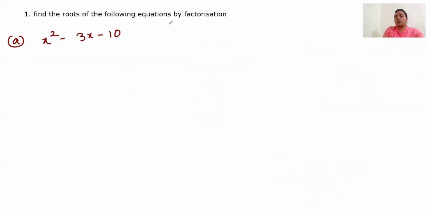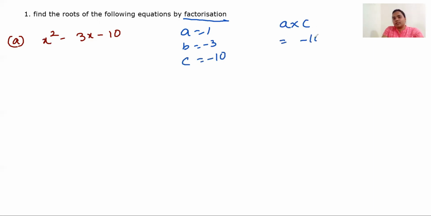So find the roots of the following equation by factorization. It's already written by factorization. If it is not written, you can choose any method, but if it is written, we have to do factorization. In this, our A is 1 and B is minus 3, C is minus 10. So the product of A and C will be minus 10 only. We will factorize 10 by keeping the minus sign aside. Our factors are 2, 5 and 1. By arranging them, we should get minus 3.